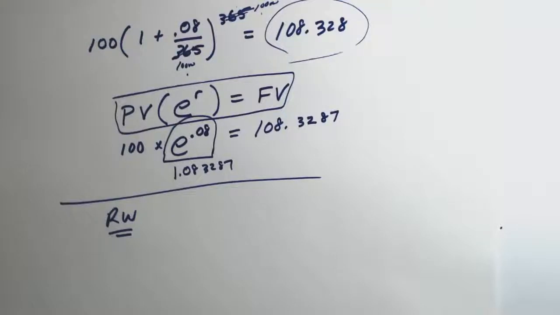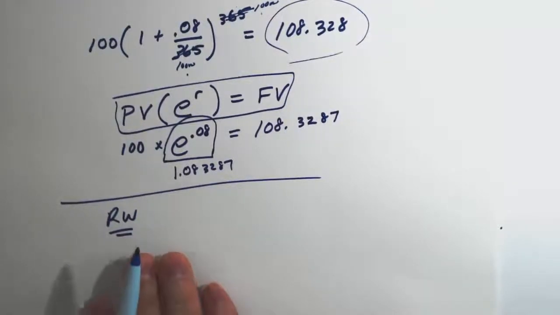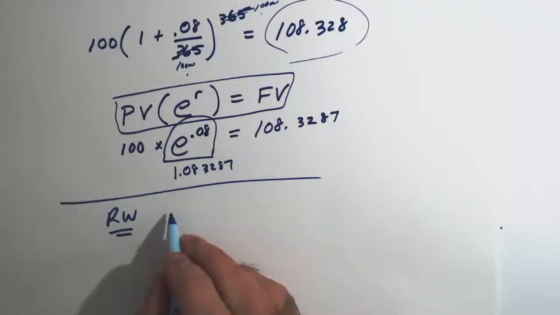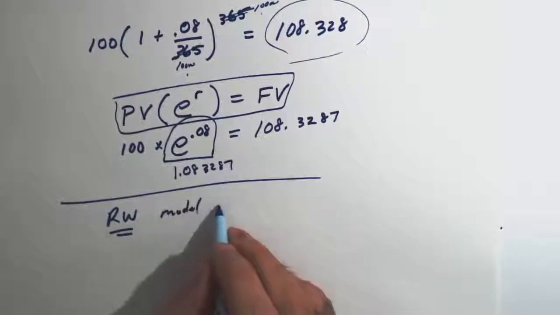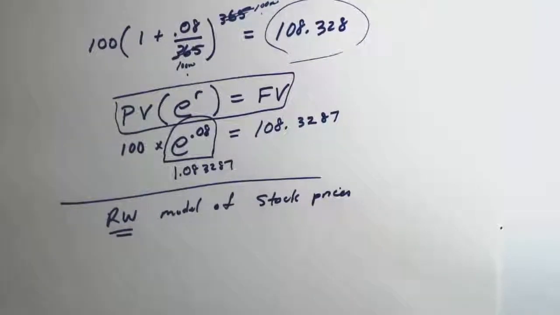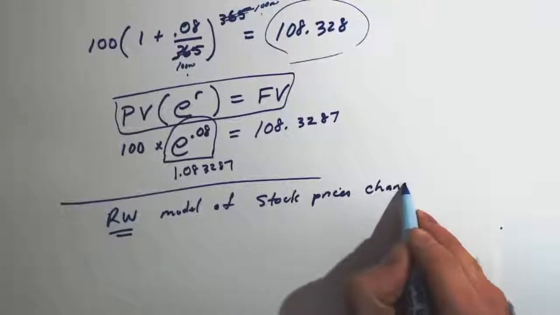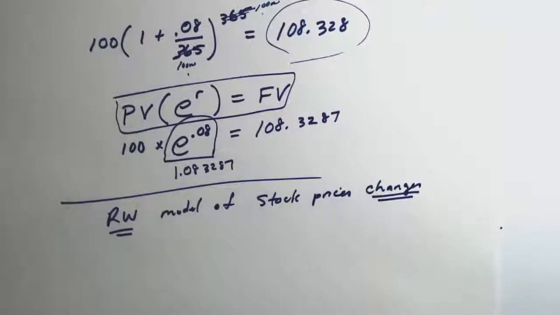And in order to understand how volatility compounds out, we need to look at this random walk model, because the random walk model is underneath the Black-Scholes model that we're going to start up in the next chapter. Okay, and the random walk model of stock prices. That's slightly sloppy because we're looking at the random walk model of stock price changes. What follows a random walk is the changes in stock prices, not the actual stock price.